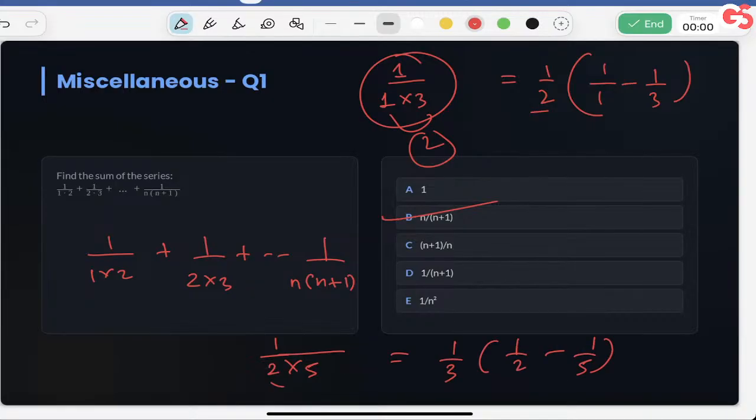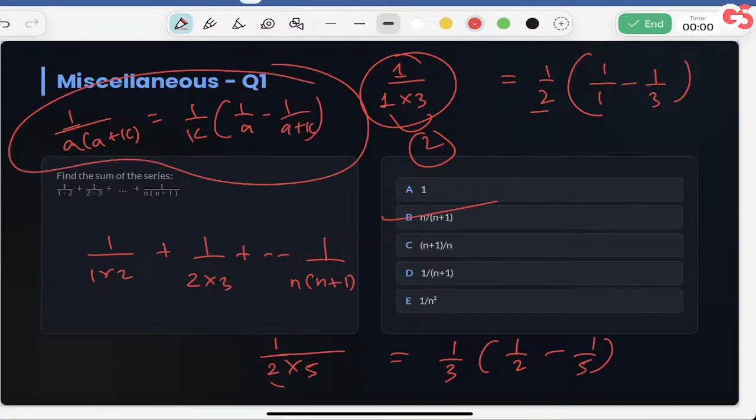Simple. Or if I generalize it, I'll get 1 upon a. देखो 1 upon a times a plus k अगर दिया हुआ, this will always be equal to 1 by k times 1 by a minus 1 upon a plus k. This is the generalization which comes to partial fractions. We've done this in CAT also, but you can just write this down as a micro hack.